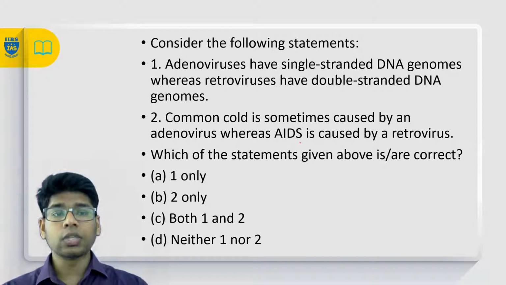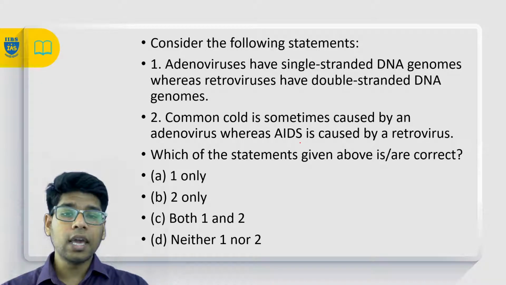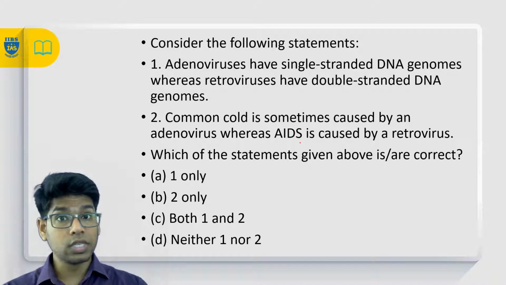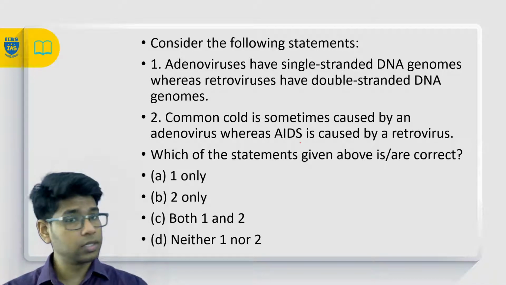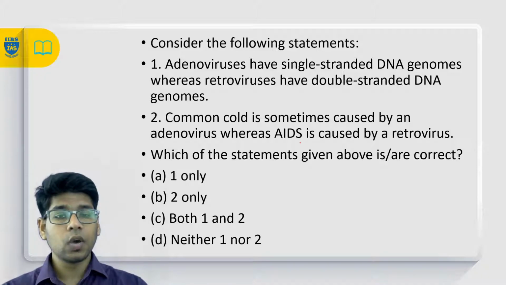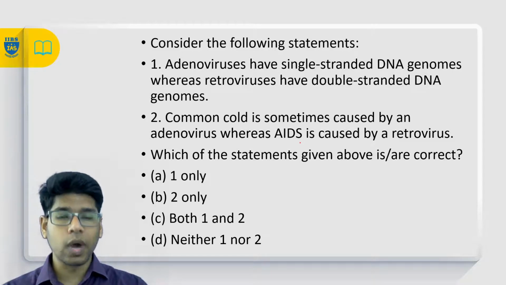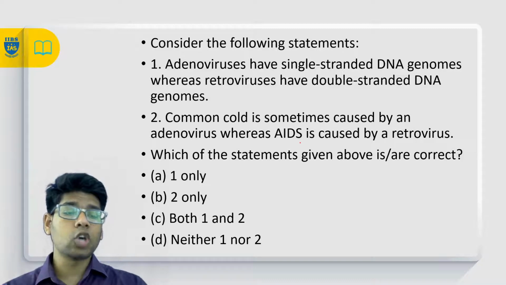Retroviruses are RNA viruses. Retroviruses are single-stranded RNA viruses. So this is one thing which we know. And adenoviruses, recently we are talking about the coronaviruses, right? Which cause flu-like symptoms. The common cold is actually caused by adenoviruses, whereas AIDS is caused by retroviruses.